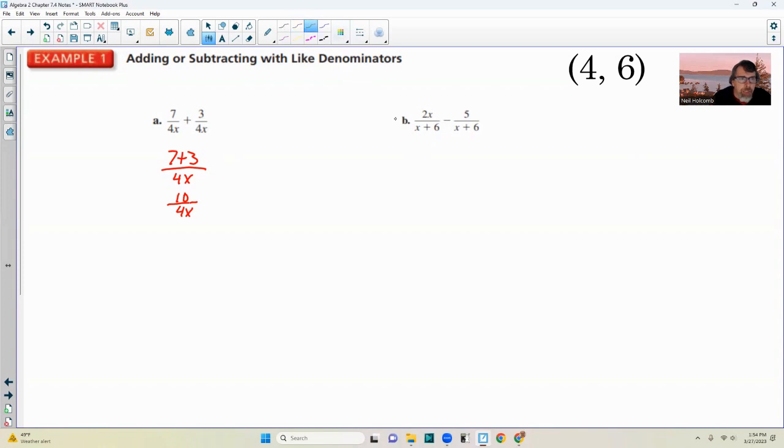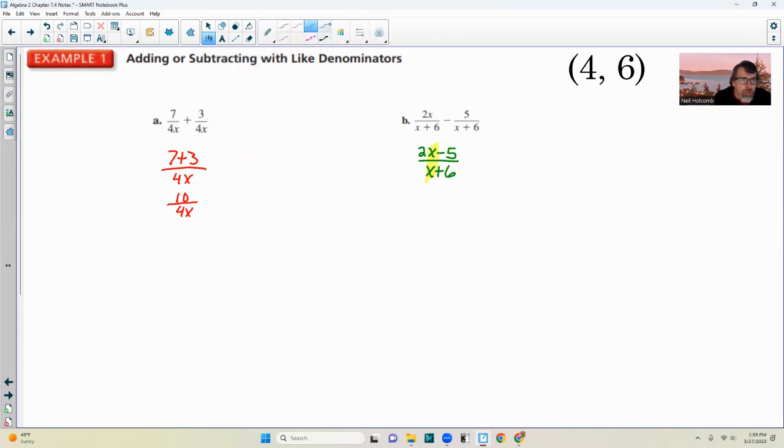Okay, part B. So we're going to keep that x plus 6 as one denominator. And we're going to take the 2x minus 5. Okay. And there's nothing more I can do with this. Be careful. You cannot, and I can't stress this enough, you cannot cancel these x's here. That does not mean -3 over 6.